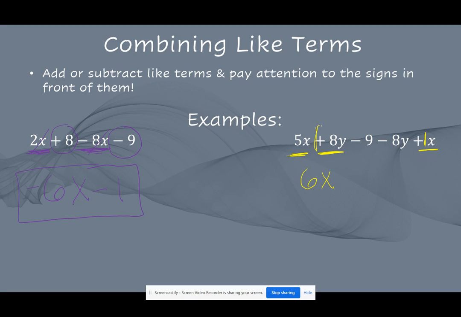Then next we have, I'll make it like a box, 8y and negative 8y. They are like terms because they're both y, but 8 minus 8 is just 0. So if it goes away, you don't have to write it. And then we're left with negative 9. It doesn't have any like terms, so we just copy it down. So we're left with 6x minus 9.